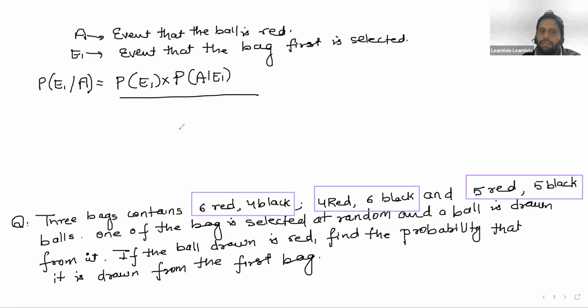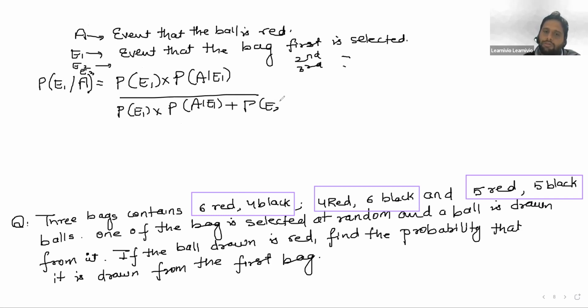Here we have three bags, so we will write E1, E2, and E3. E2 is the second bag selected, and next we have E3, the third selected. So what will be the formula? The formula will be P(E1) into P(A by E1) plus P(E2) into P(A by E2) plus P(E3) into P(A by E3).